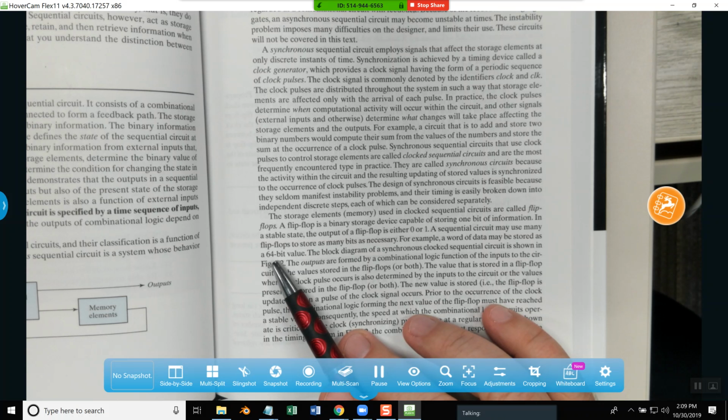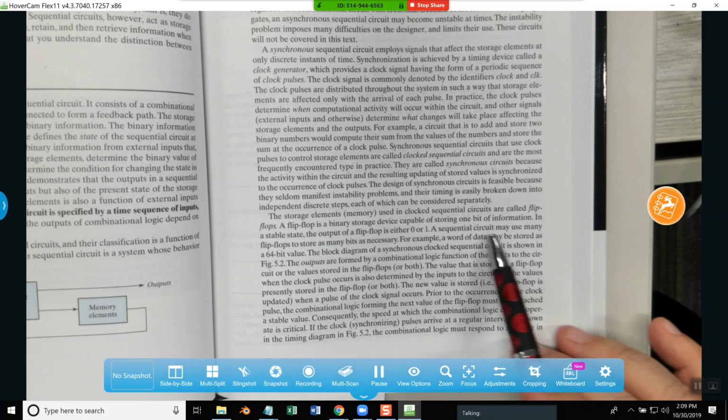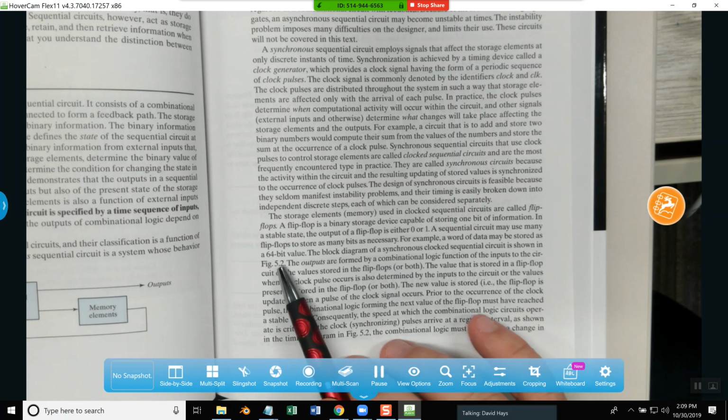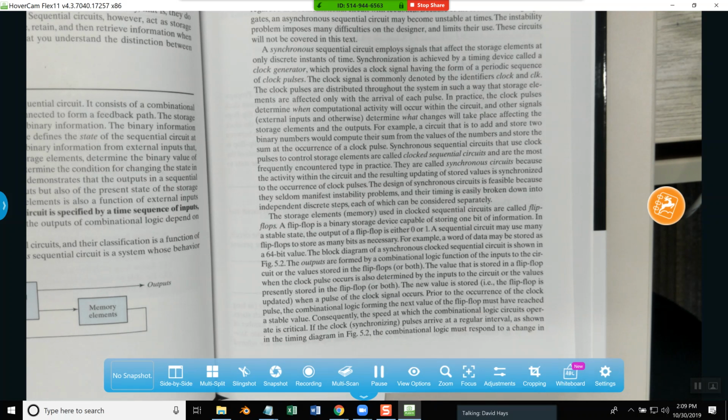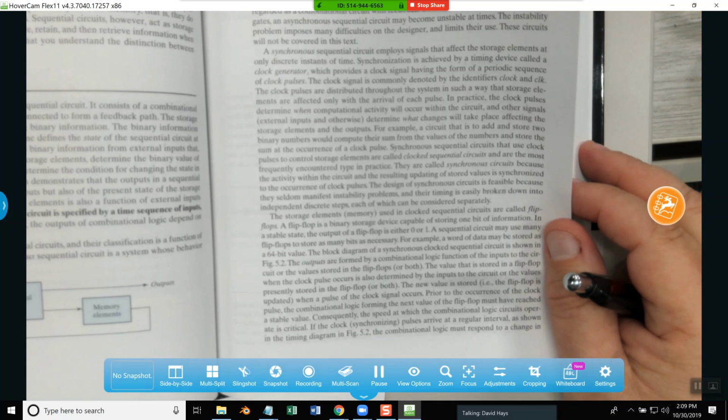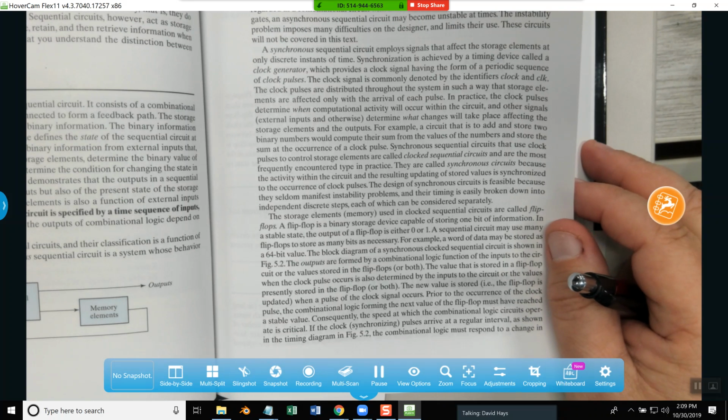A flip-flop stores one bit of information, so if you want to store one word of data, you need 64 flip-flops. You'll find that the ones we will look at are fairly straightforward, because otherwise the diagram with 64 flip-flops wouldn't be possible.